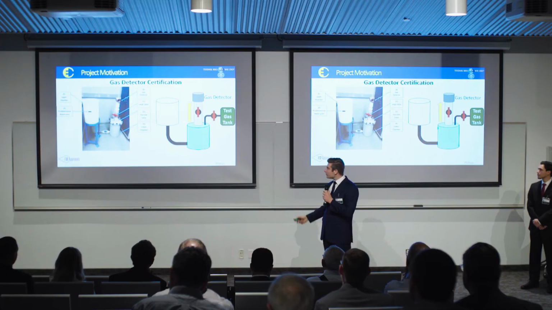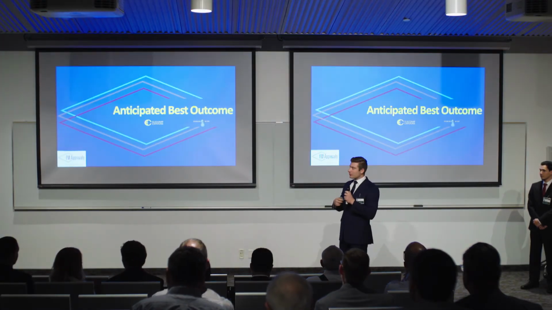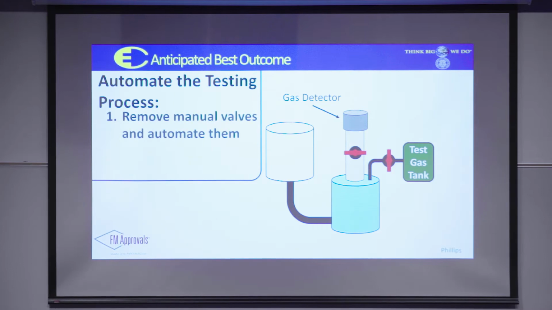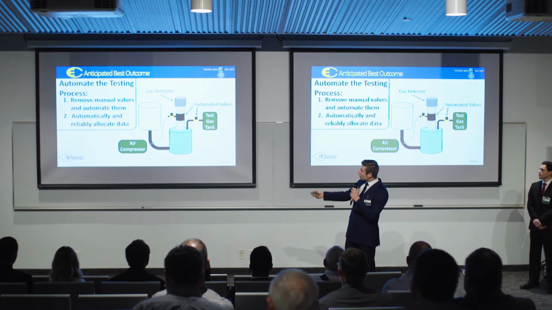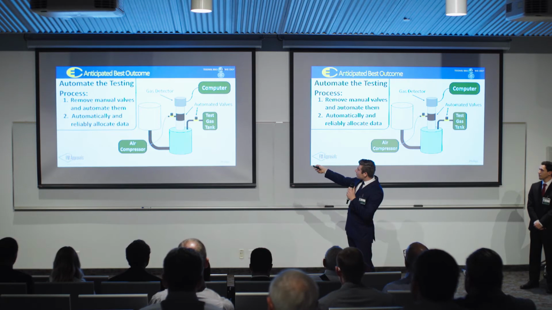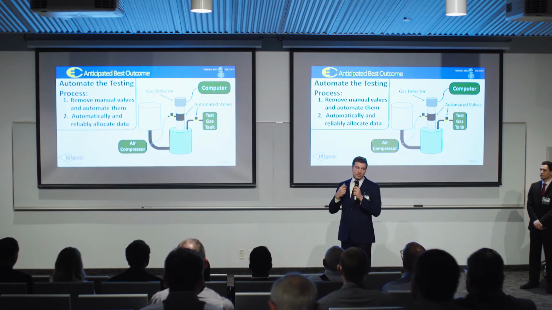While this current apparatus works fine and everything goes great, they really want to refine this by automating the testing process. But how will this be done? Firstly, we want to remove the manual valves and automate them. That means taking away the large valve and the gas inlet valve and replacing them with two automated valves. Secondly, we would like to automatically and reliably collect the data. That means using a computer interface connected to the gas detector to directly get the values that we want to take.